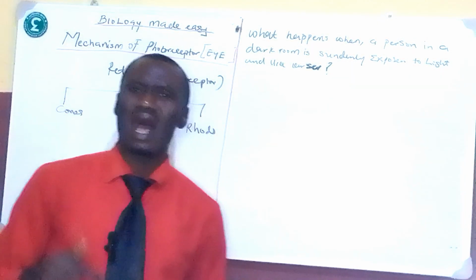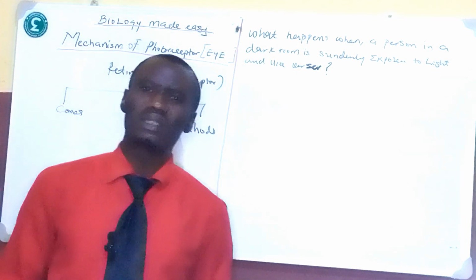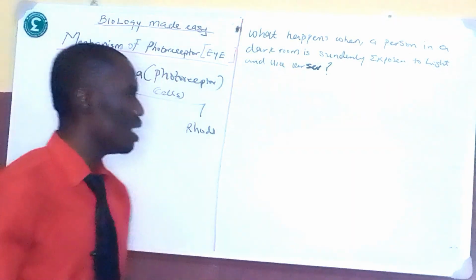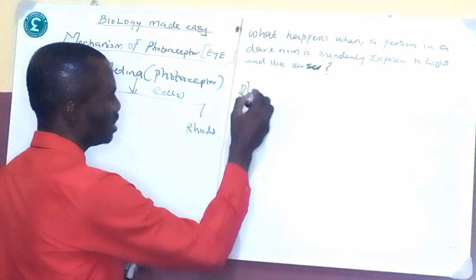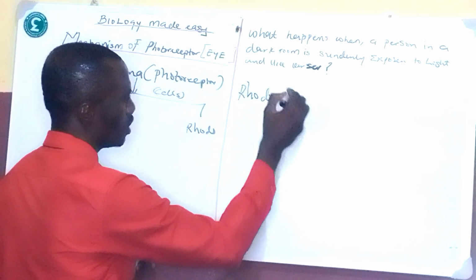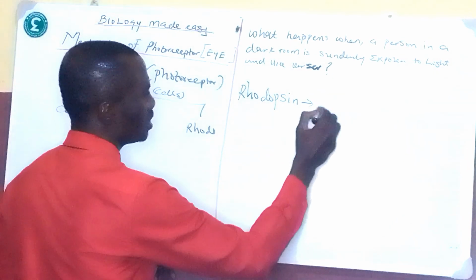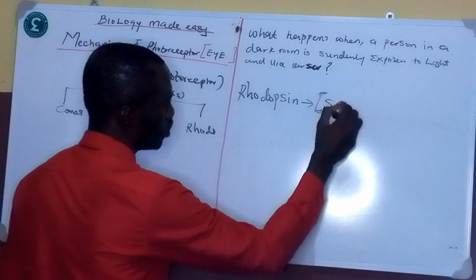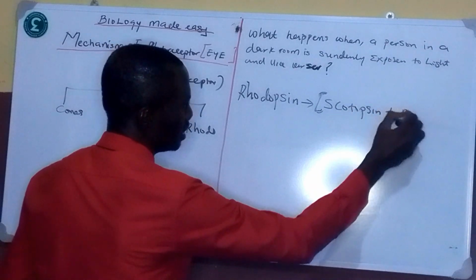which is found at the outer surface of the vesicle, contains two proteinous molecules. Let me break it down for you. Rhodopsin, which is a pigment, contains two molecules, scotopsin and retinine.